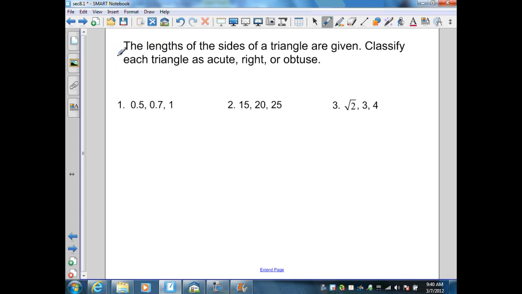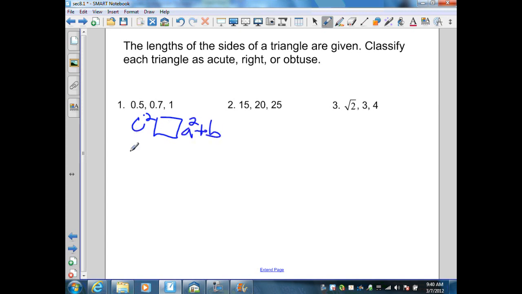On this example, the lengths of the sides of a triangle are given. Classify each triangle as acute, right, or obtuse. So we're going to use c squared compared to a squared plus b squared. If c squared is equal to the sum of the squares of the other two legs, then I know that it is a right triangle. If c squared is greater, then it's going to be obtuse. If it's less than, then it's going to be acute. I'm going to determine that by equal, greater than, or less than a squared plus b squared.